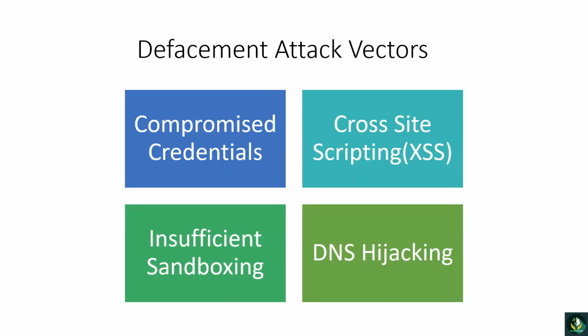This is a non-exhaustive list, but let's look at four common ways that websites are defaced. Number one is compromised credentials. If an attacker has legitimate FTP credentials, for example for a particular website, then clearly that gives them a massive head start in actually modifying the content of the site. Those credentials can be obtained in many different ways, like phishing attacks, reused credentials from other breaches, or simply by brute forcing.